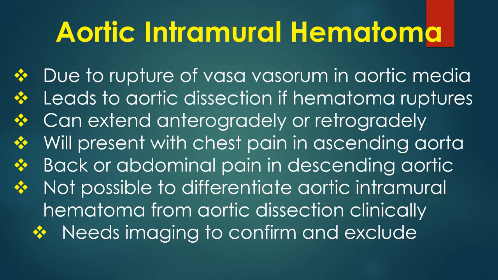Ascending aortic hematoma will present with chest pain, while descending aortic hematoma may present with pain in the back or abdomen. It is not possible to differentiate aortic hematoma from aortic dissection clinically, as it needs imaging to confirm and exclude dissection, which has similar symptomatology.